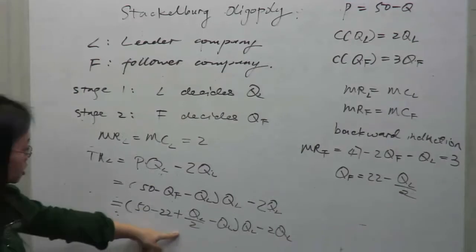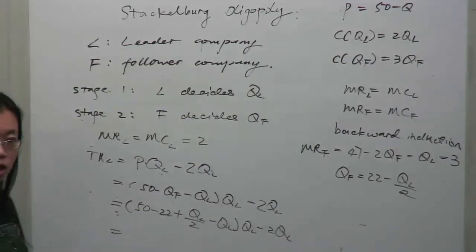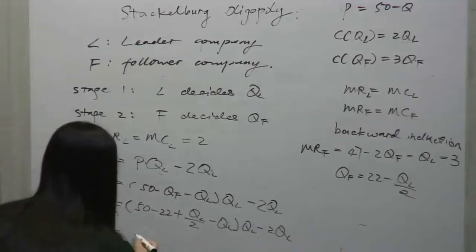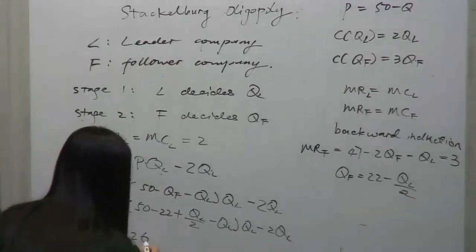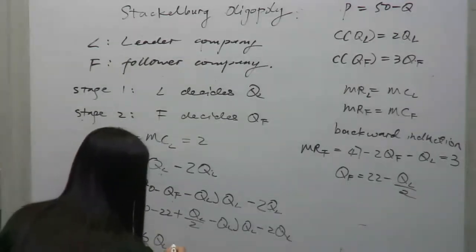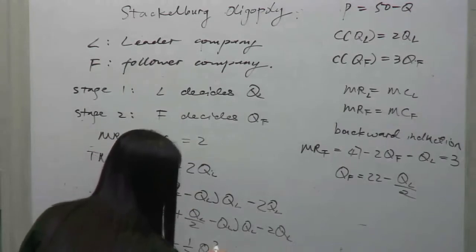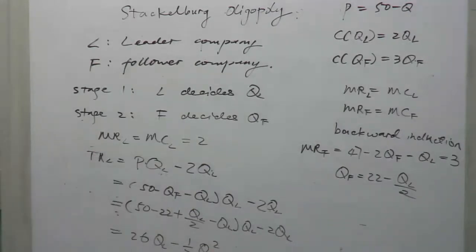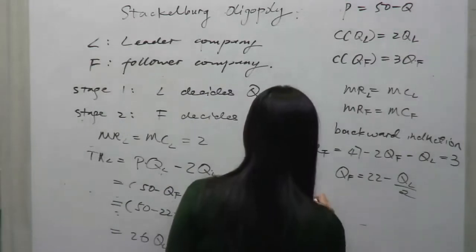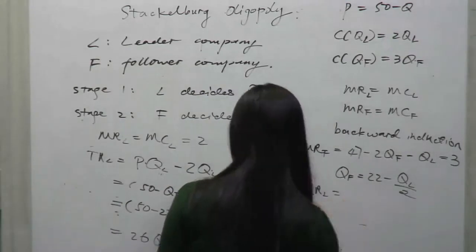Okay, so what is this? You guys solved it? Yeah, she got 26 QL minus 1/2 QL squared? Okay. So now we solve marginal revenue for the leader. Marginal revenue for the leader would be what?